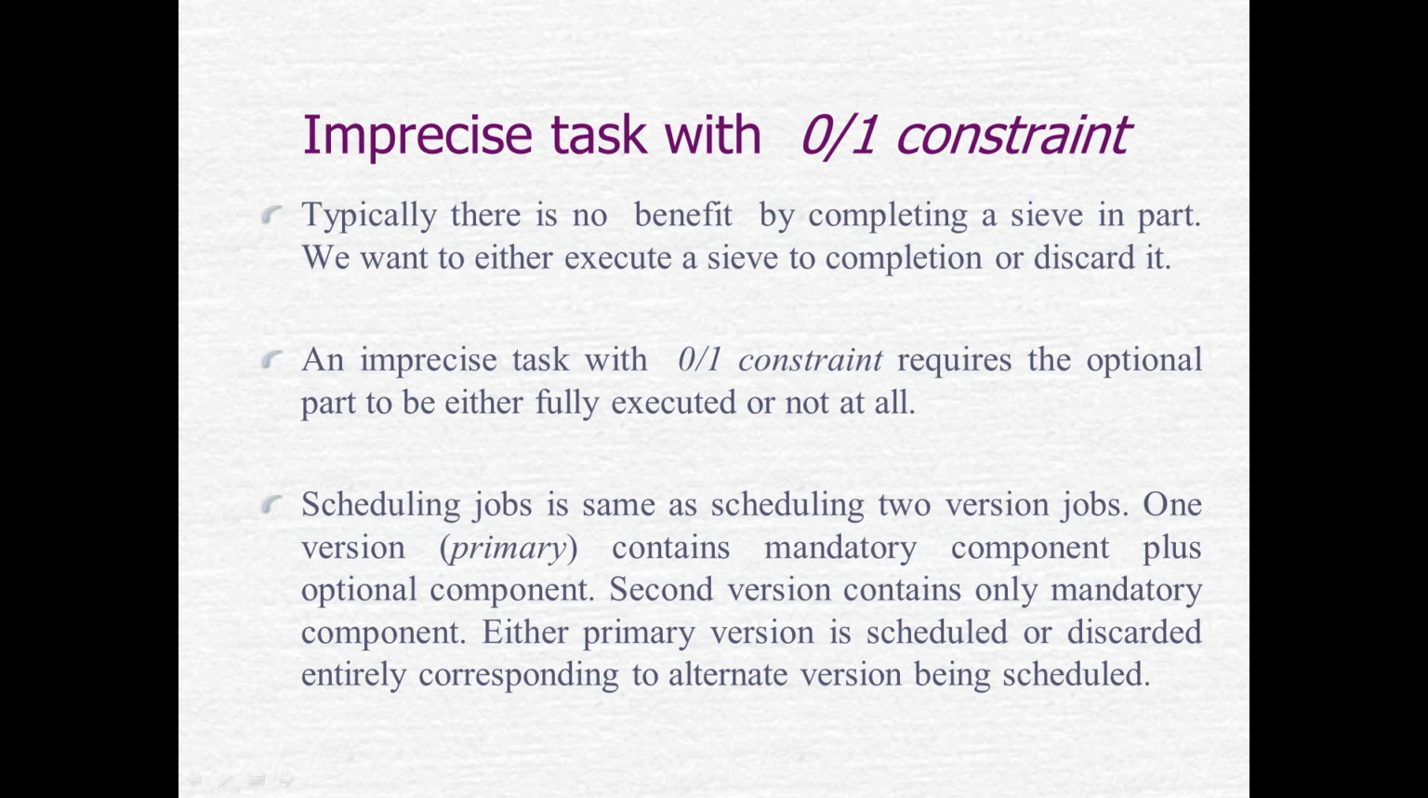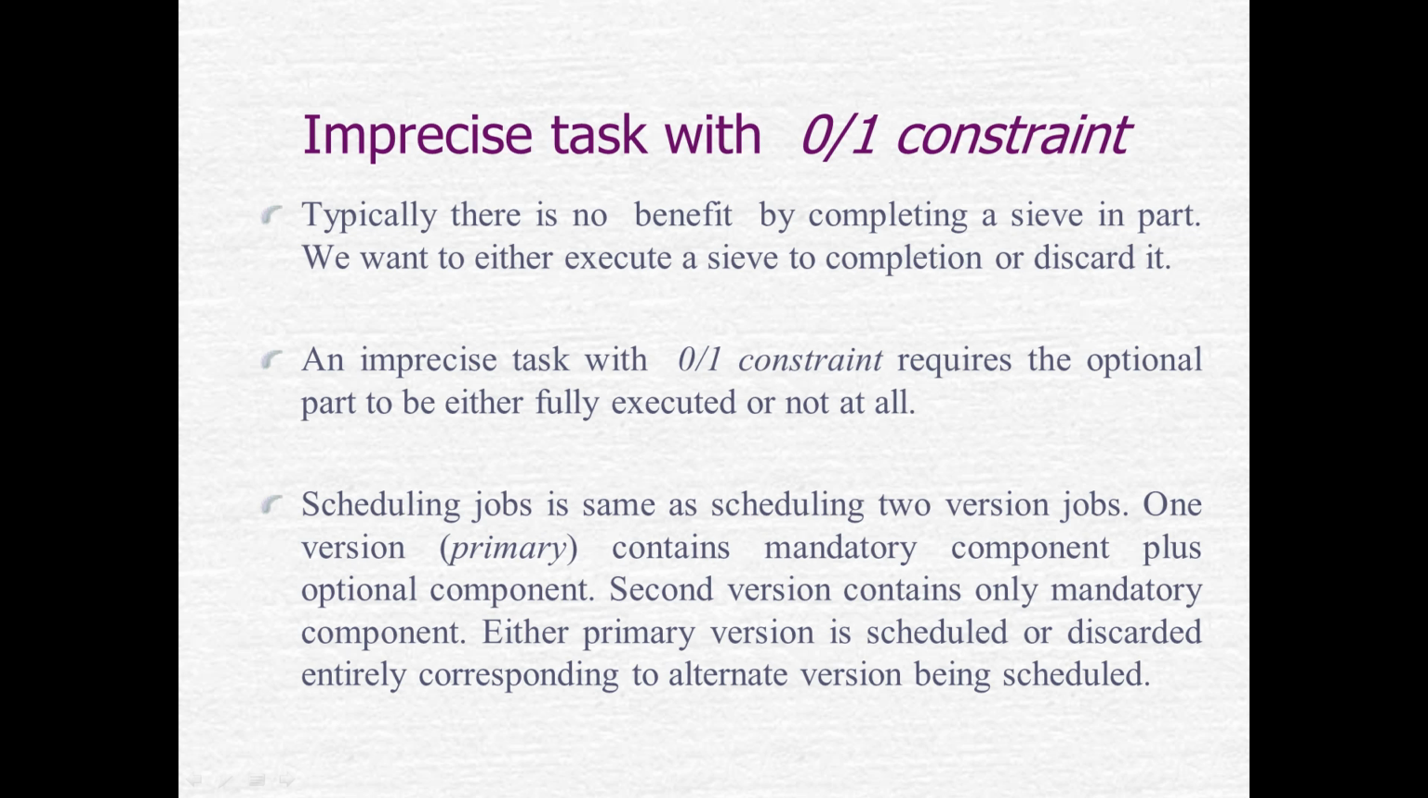Imprecise task with 0-1 constraint. As its name suggests, either 0 or 1. It means either we discard the jobs or we execute the jobs fully. Typically, there is no benefit by completing a job in part. We want to either execute a job to completion or discard it.